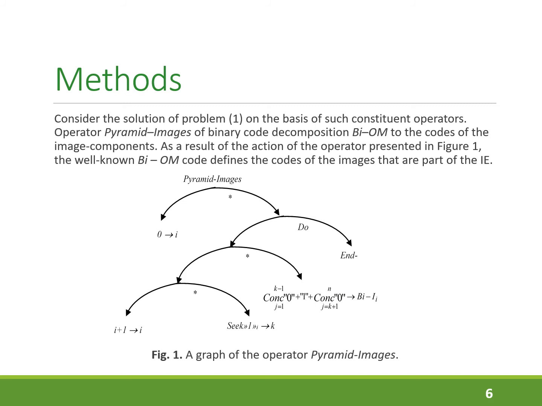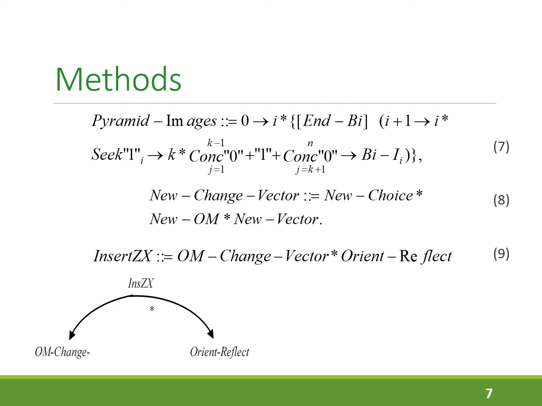As a result of the action of the operator presented in figure 1, the well-known ByOM code defines the codes of the images that are part of the IE. For this purpose, in operator pyramid images, seen at formula number 7, a cycle along the length of the ByOM code is organized. If there is a unit, then another element with a unit at this position and zeros on all others is added to the list of images. The cycle is limited by the number of units in the ByOM binary code.